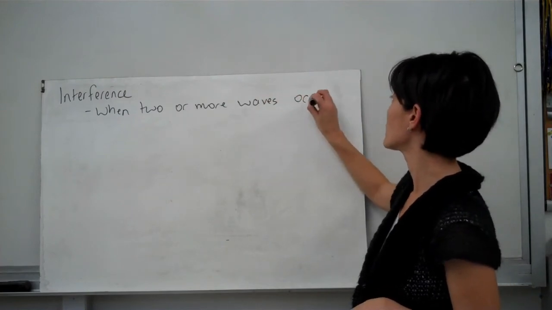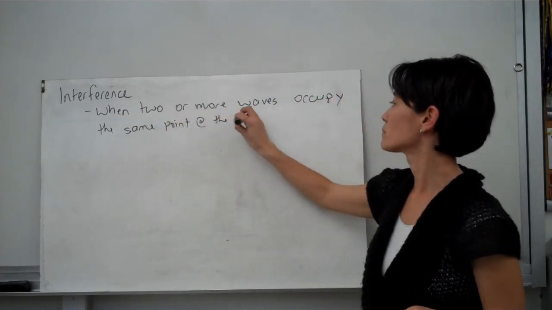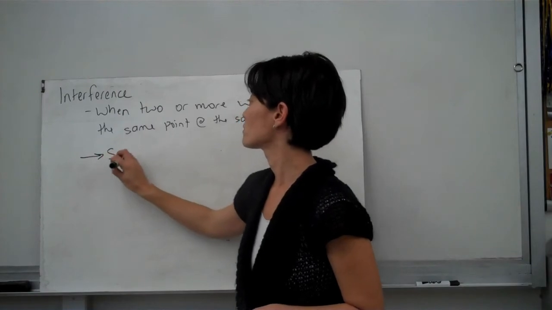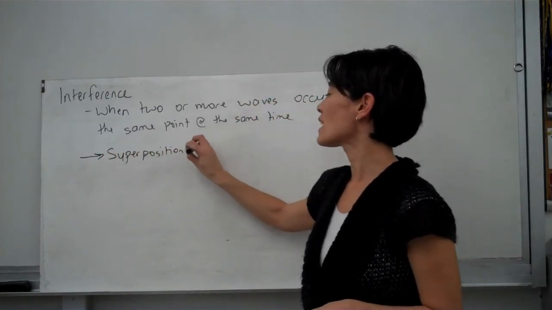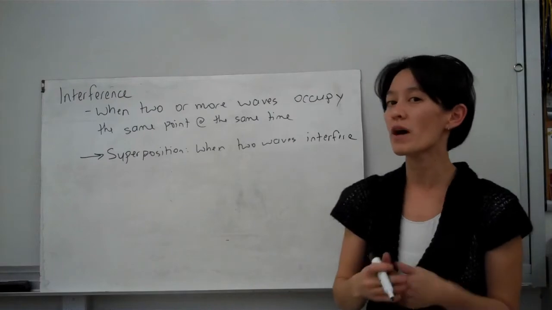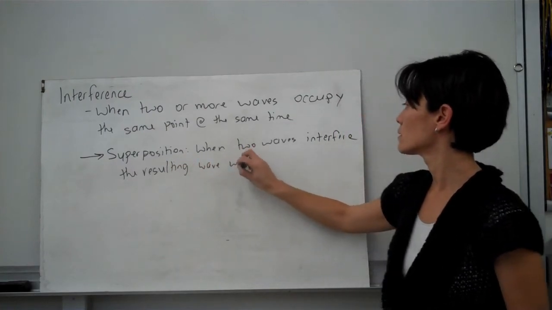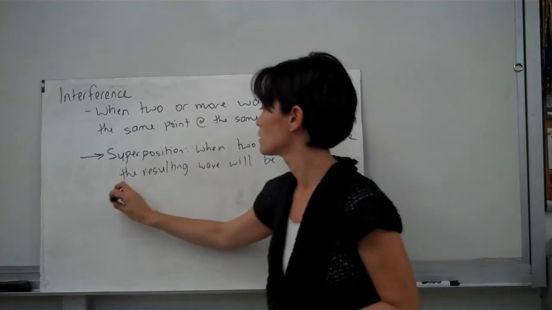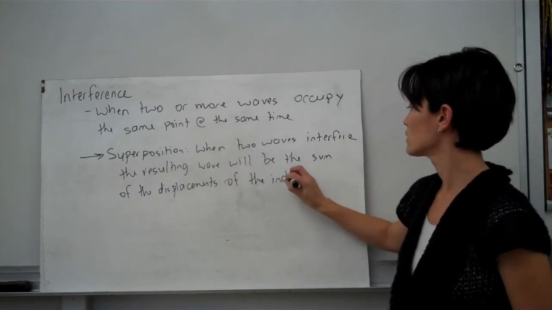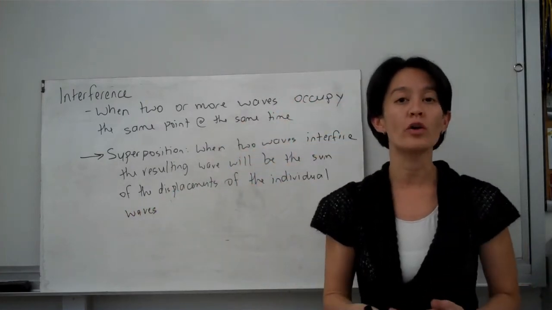So when two or more waves occupy the same point at the same time, they're going to interfere. And they're going to interfere according to a principle called superposition. This is the idea that when two waves interfere, the resulting wave will be the sum of the displacements of the individual waves. So they're going to either add up or subtract depending on the directions of their amplitude.